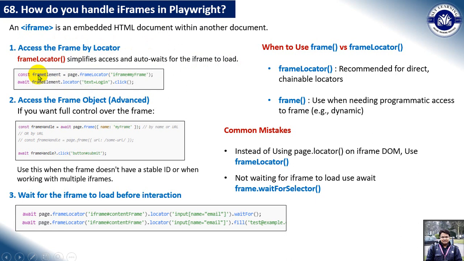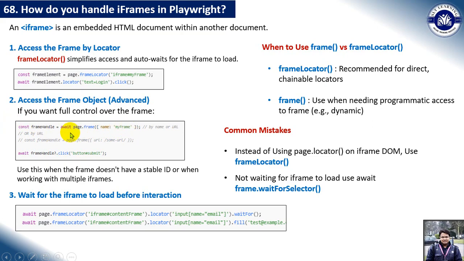Okay, so over here you see this is a frame element, and once we locate the frame element, we use frameElement.locator and we can perform the other actions, not page.locator but frameElement.locator. Access the frame object. If you want to have full control over the frame, this is a little bit advanced. What you can do is const frameHandler = await page.frame with the name of the frame.